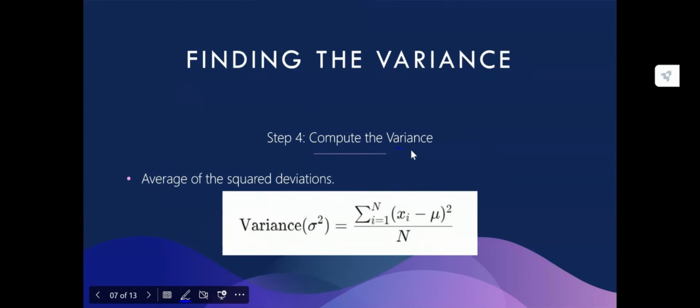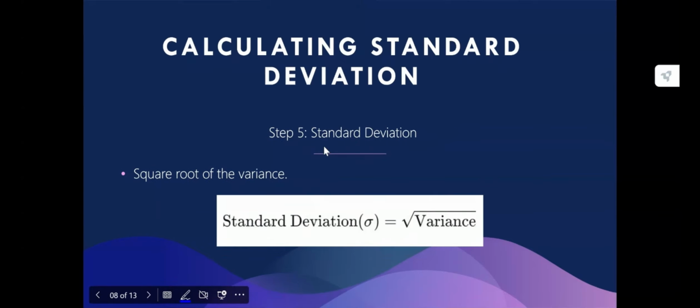The fourth step is to calculate variance. It is nothing but the average of the squared deviations. That is the third step. We have to find the average of the third step. The fifth step is standard deviation. It is done by taking the square root of the variance that is found in step 4.